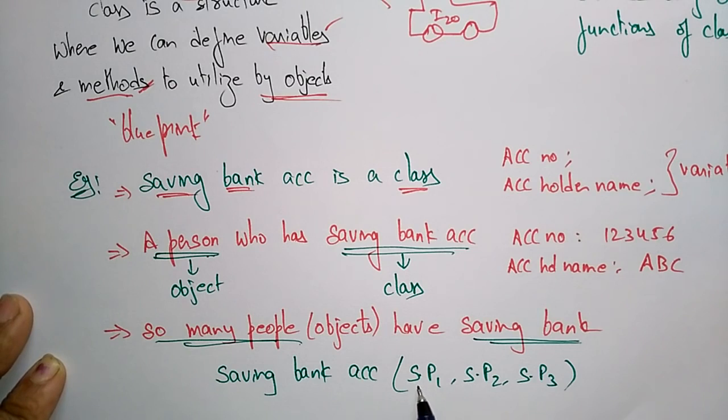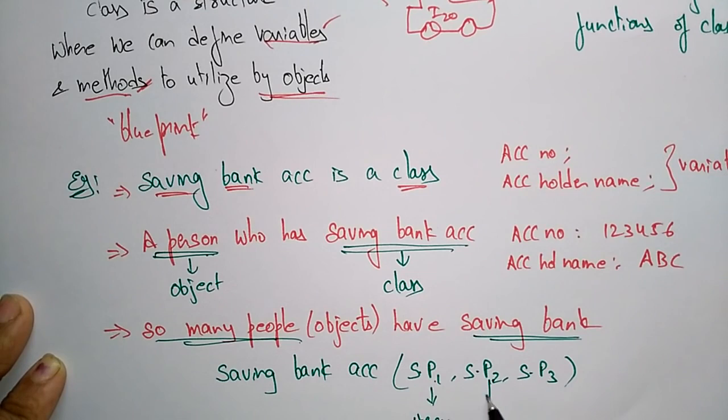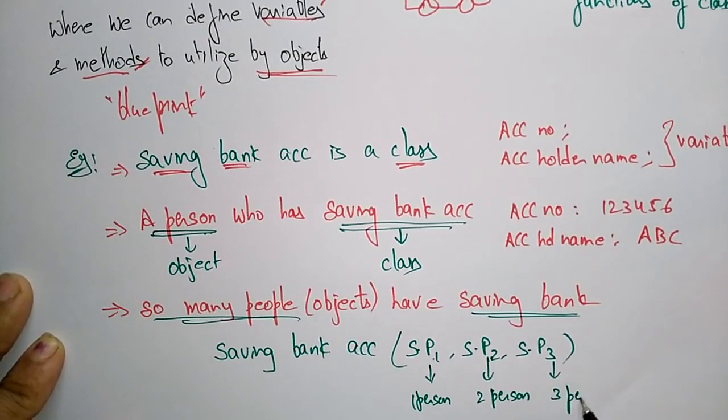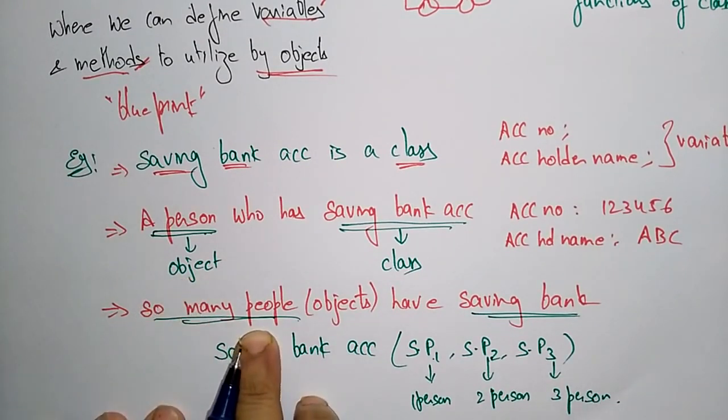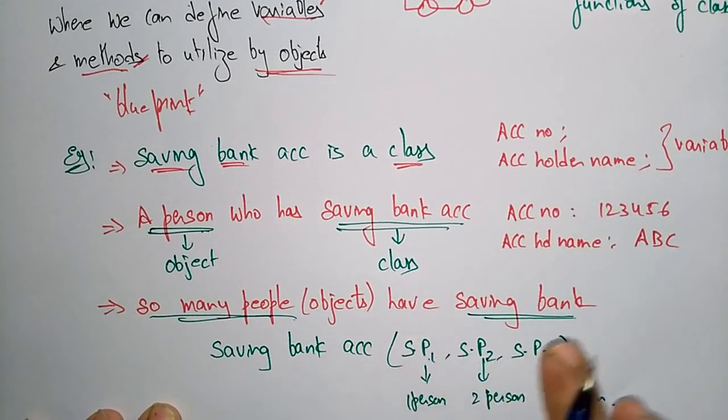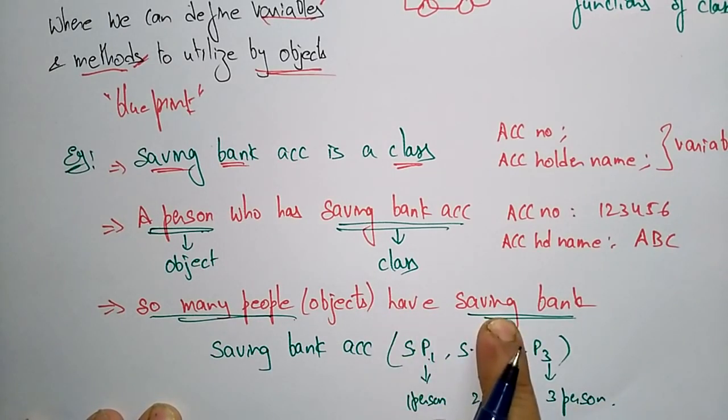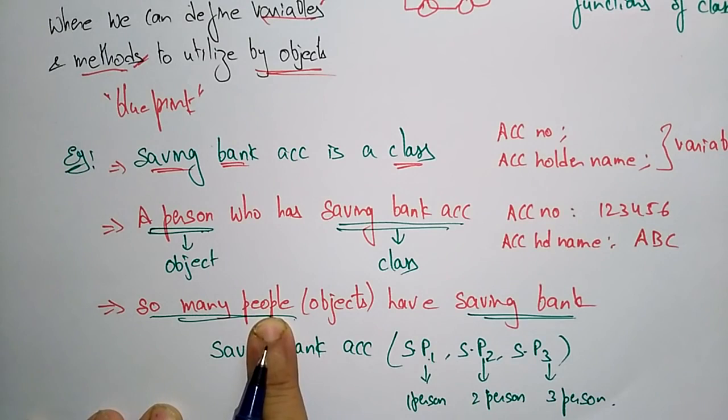So in the class we have the object P1, object P2, object P3. Means this is one person's account, this is the second person's account, and this is the third person's account. Okay, so objects may be many, but the class is only one here. The one class, saving bank, will be used by different people, so many people, so many objects.